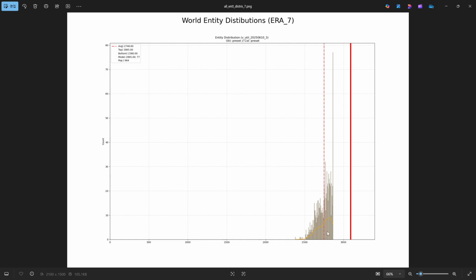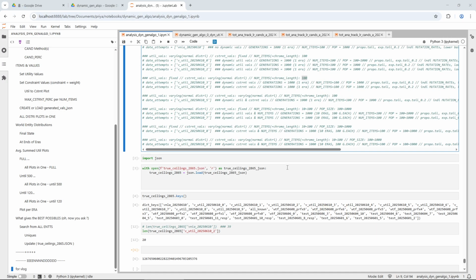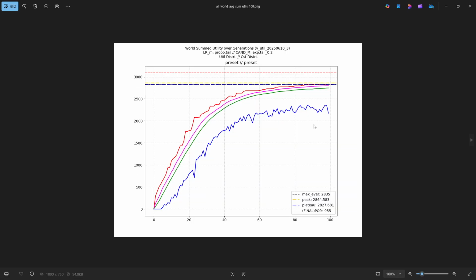The distributions, yeah. You see that entities have actually converged. This is the final state of the world, and the mode is 2865. And see here, it's easier to get 2865 because the utility values are fixed. But we just saw that there were 49 of them towards the end. Doesn't mean that there were 49 unique true ceilings. But here's what they look like.